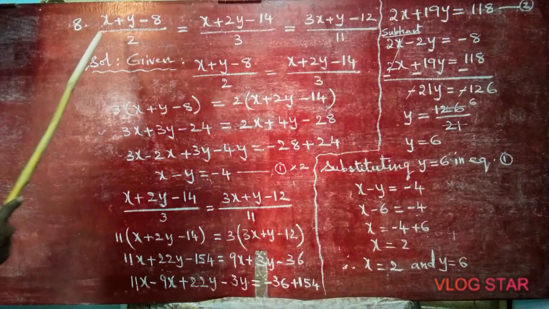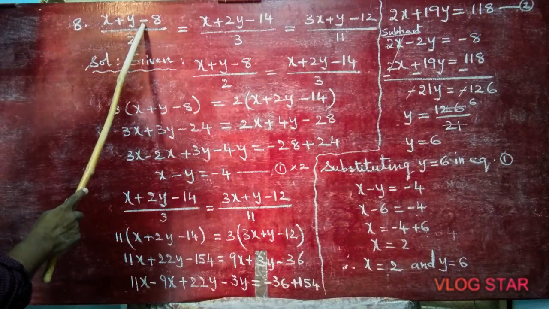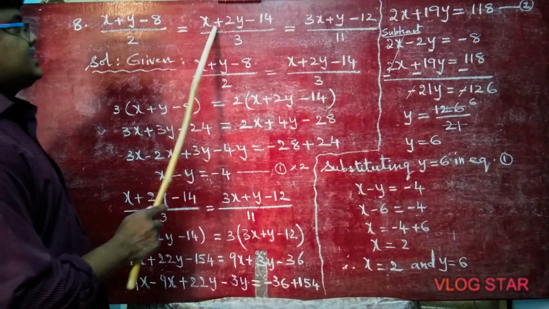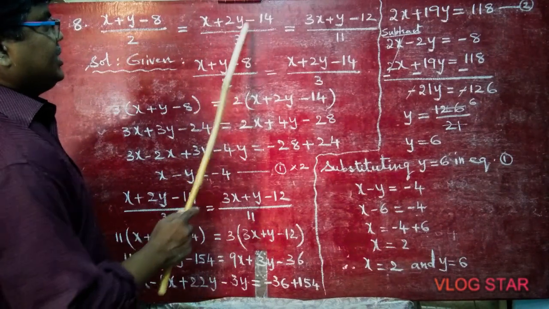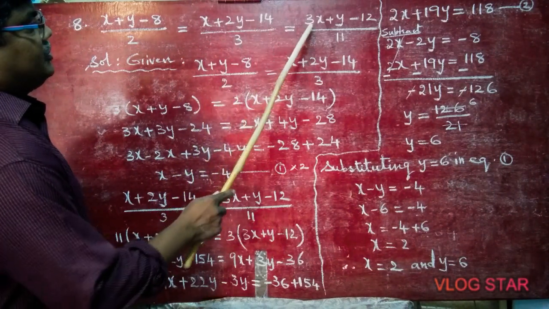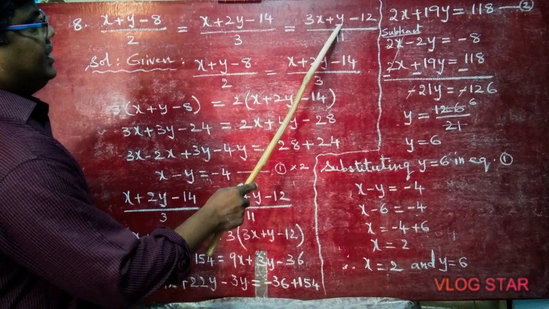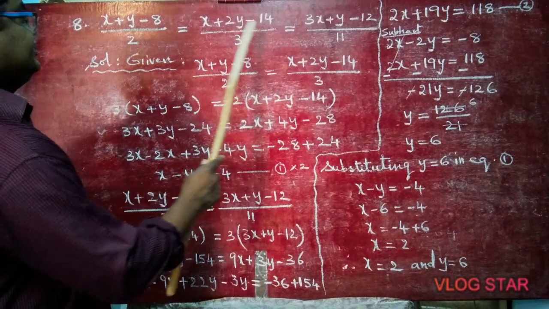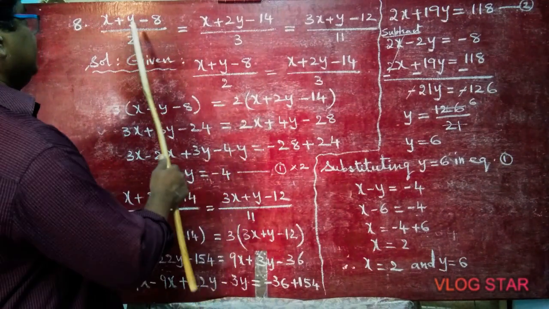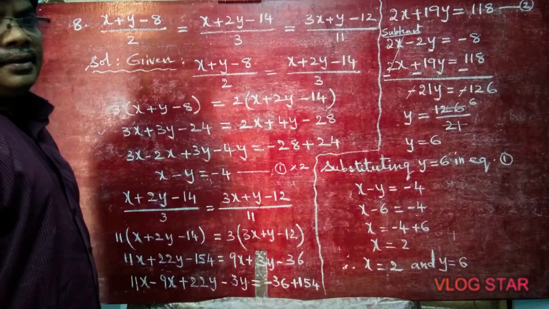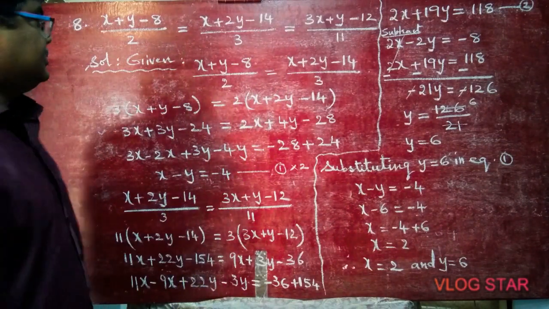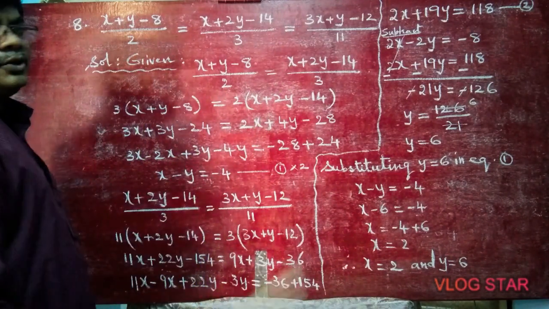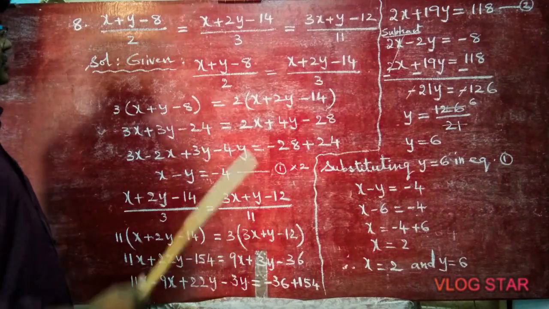Eighth problem. (x + y - 8)/2 = (x + 2y - 14)/3 = (3x + y - 12)/11. Here they have given "is equal to" between all the linear equations. Take two and compare, then you will get two simultaneous equations.